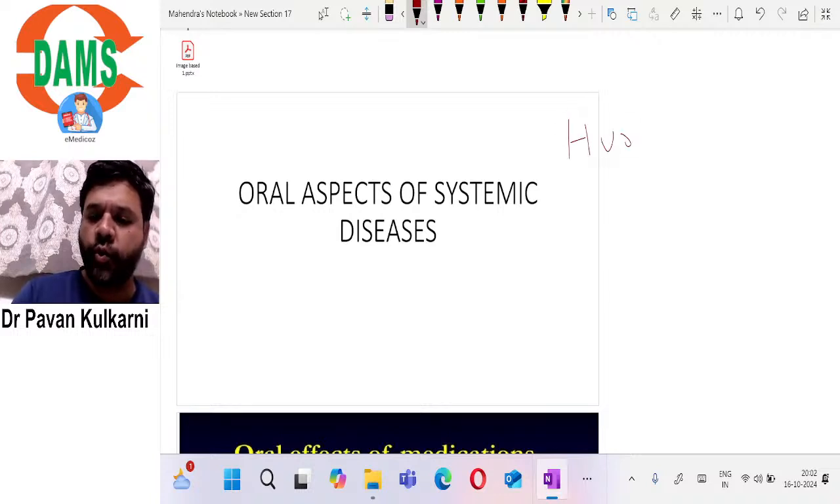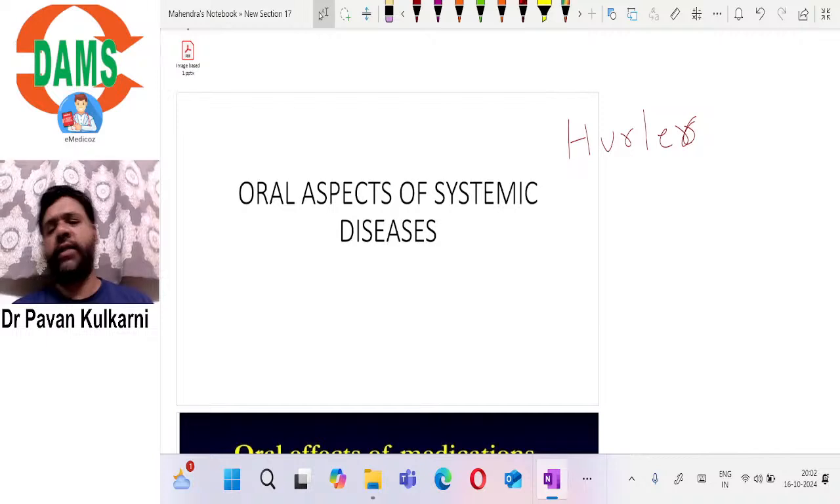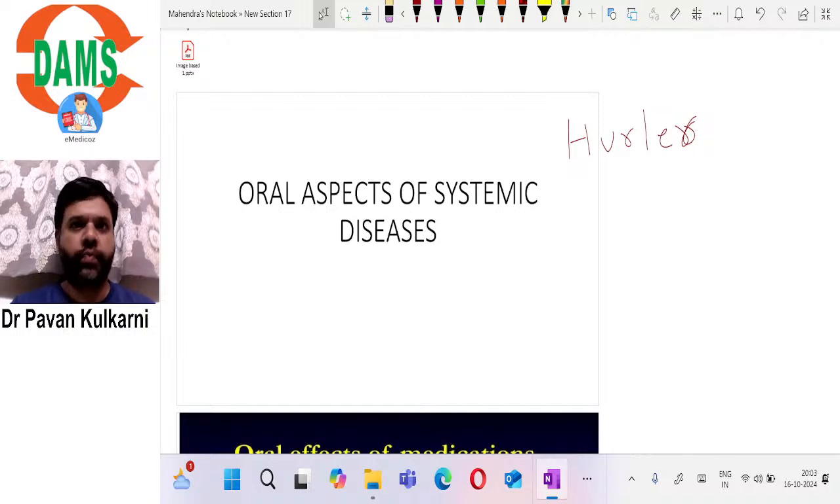Now, we have another important condition known as Hurler syndrome. All of us know Hurler syndrome. What is Hurler syndrome? Hurler syndrome is nothing but mucopolysaccharidosis. All of us know mucopolysaccharides. If there is abnormal metabolism of these mucopolysaccharides, certain syndromes are seen, like Hurler syndrome, Hunter syndrome, which you have learnt in detail in biochemistry.